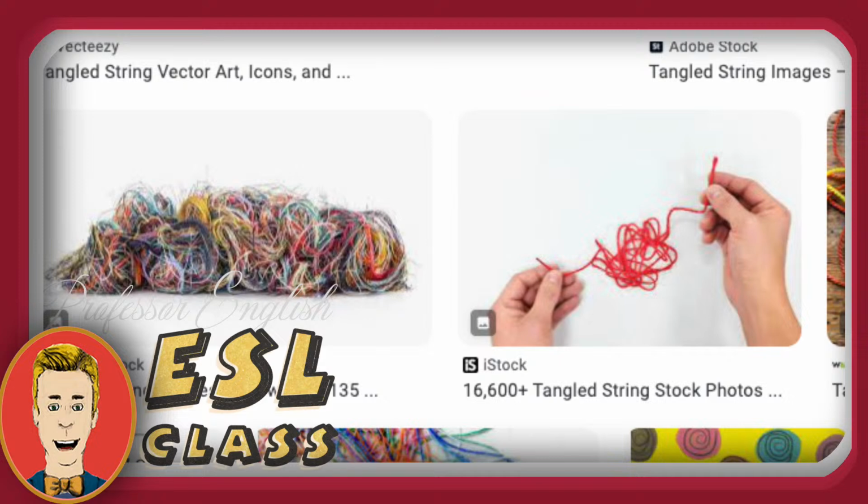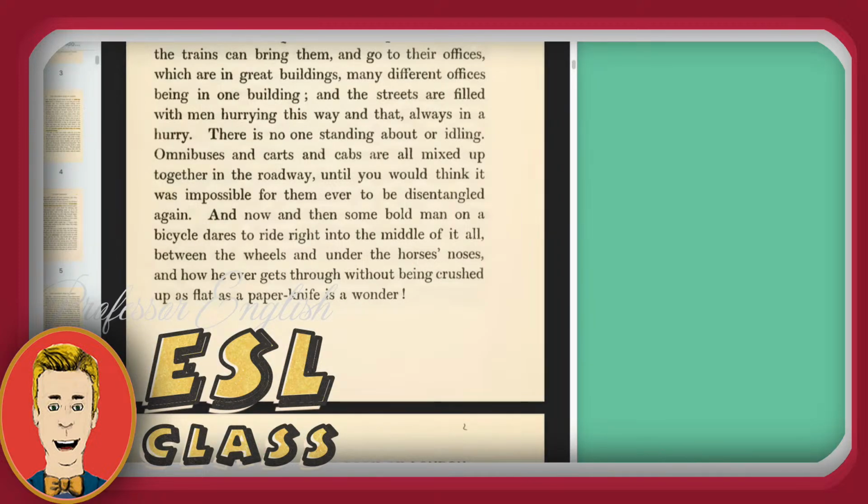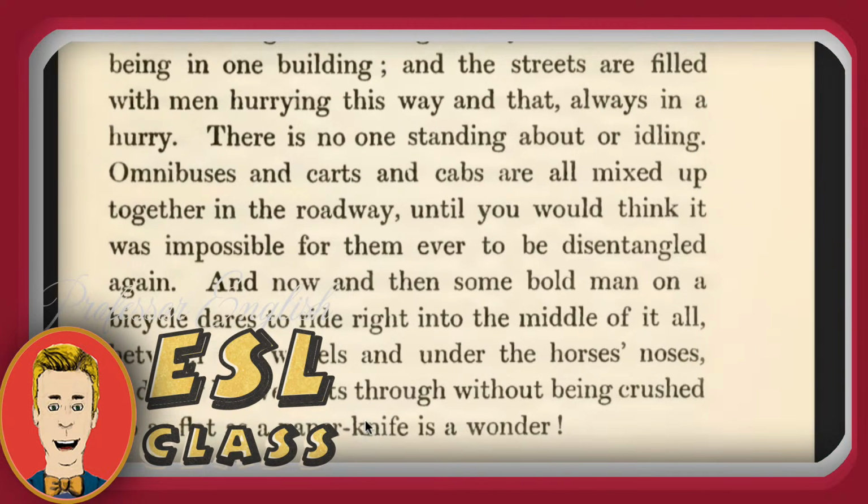How do they use it in the paragraph? Let's see. So they said that there's no one standing about or idling. Omnibuses and carts and cabs are all mixed together in the roadway, all tangled, until you would think it was impossible to ever disentangle them. Like you can't separate them anymore.